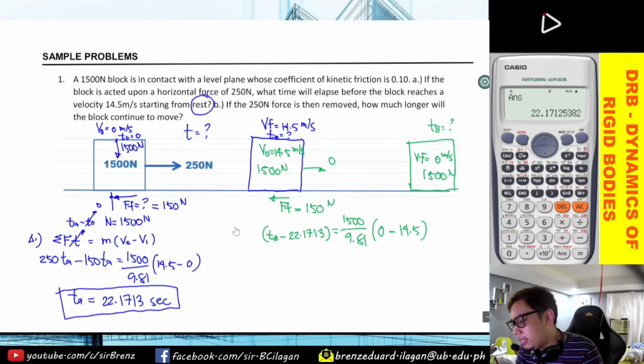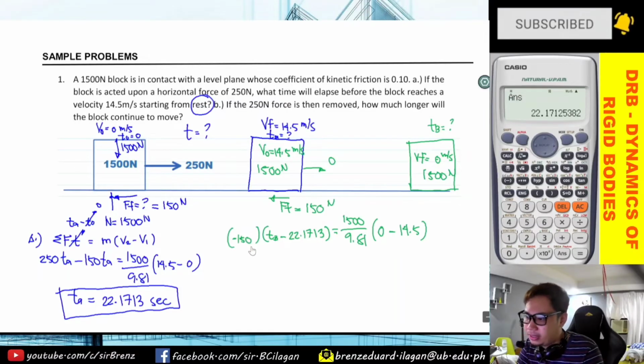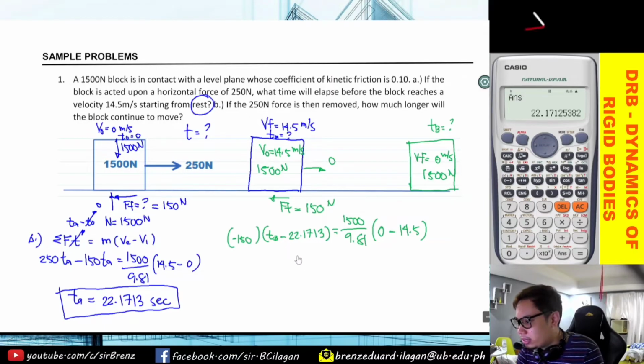So, this will be, since it's opposing the motion, a negative force. So, negative 150 times... So what will we do? Alright, let's press it on the calculator.